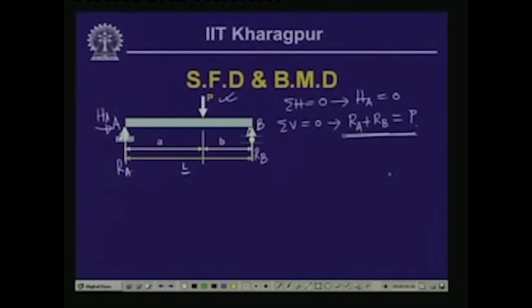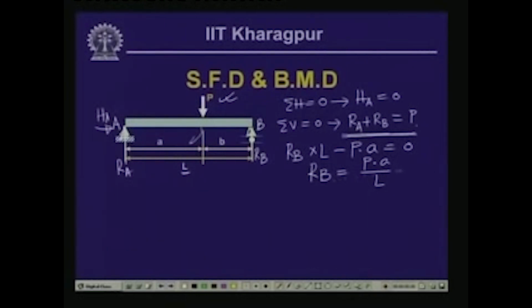Now, if we take the moment of all the forces with respect to support A, then we have R_B into L, which is in the anti-clockwise direction, and the load P causes bending moment in the clockwise direction. So, R_B into L minus P into a equals 0. This gives us a value of R_B equal to P into a by L.